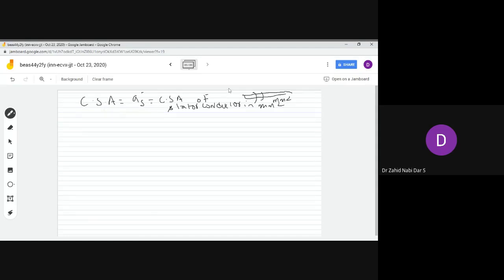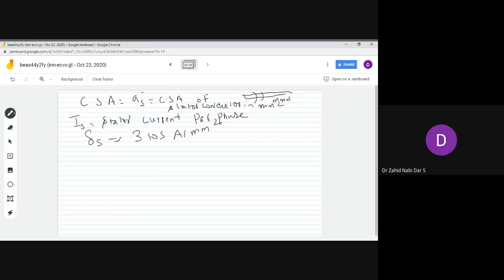And Is is the stator current per phase. Now, if you are seeing your current density, the current density for the stator winding would be around 3 to 5 ampere per millimeter square.